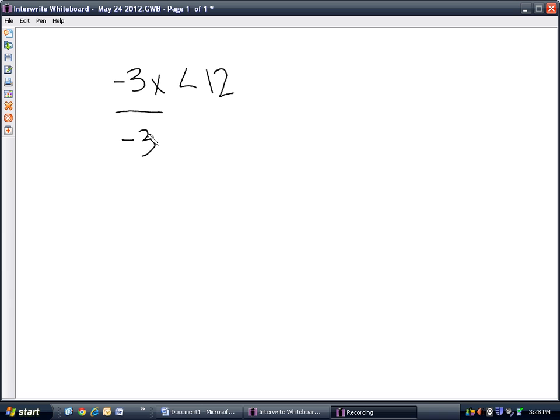But here's the rule you have to watch out for when solving inequalities. When you divide both sides of the inequality by a negative number, you have to switch the direction of the inequality. So in the final inequality, after we divide everything, the inequality will face this way. The inequality will change from less than to greater than.